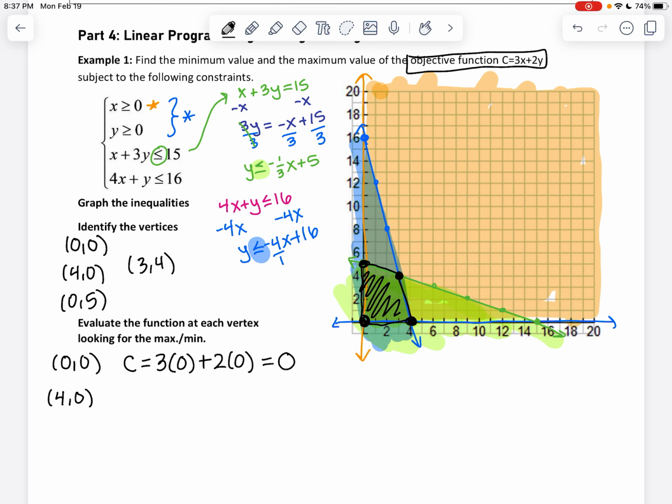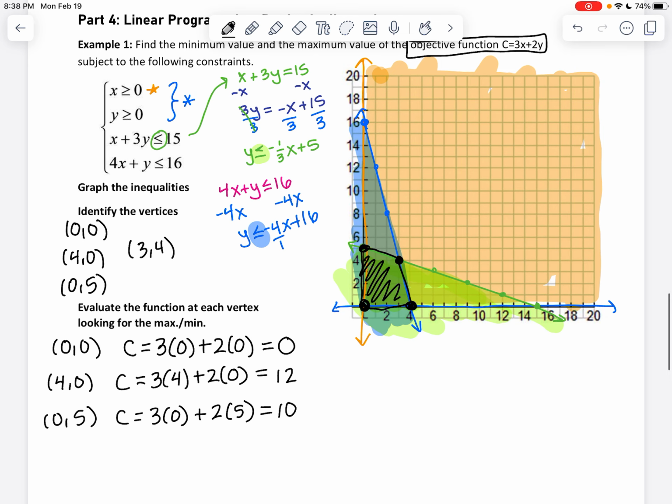So now let's do 4, 0. C equals 3 times x, which is 4, plus 2 times y, which is 0, and we get 12. All right, let's do 0, 5. C equals 3 times x, which is 0, plus 2 times y, which is 5. We get 10. And then the last corner point at 3, 4, C equals 3 times x, which is 3, plus 2 times y, which is 4.